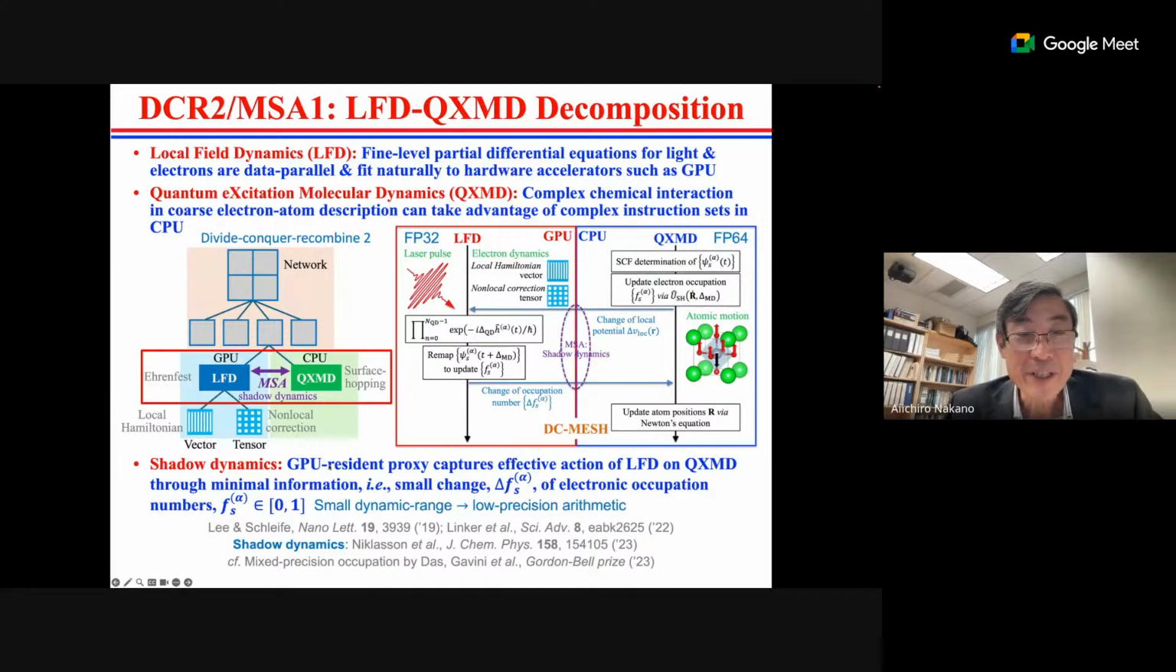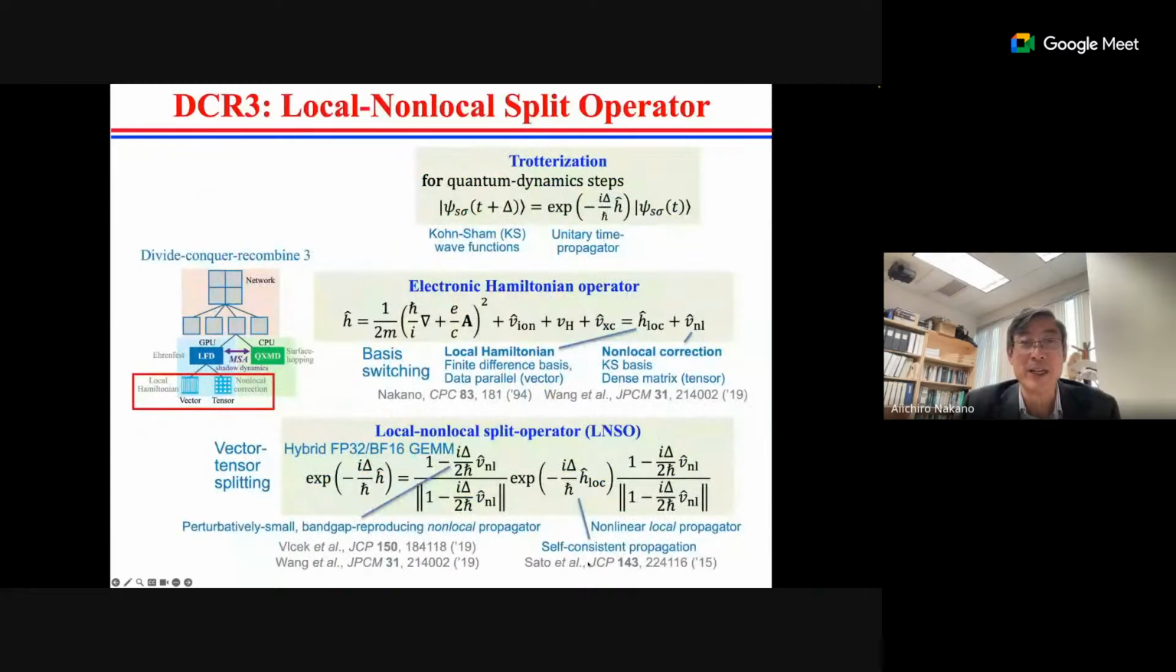The GPU-resident proxy of the LFD captures how the light eventually affects the long time electronic excitation and atom motion. That proxy captures the effective action of LFD on QXMD through minimum information, namely a very small change delta F of the electronic occupation number F. That itself is already a small dynamic range, and a small change by light is an even smaller dynamic range. Therefore, we can afford low precision arithmetic, like 32-bit. Actually, a similar mixed precision electronic occupation was already used by Vikram Gavini, my friend, to get the Gordon Bell Prize two years ago. So we are doing something similar.